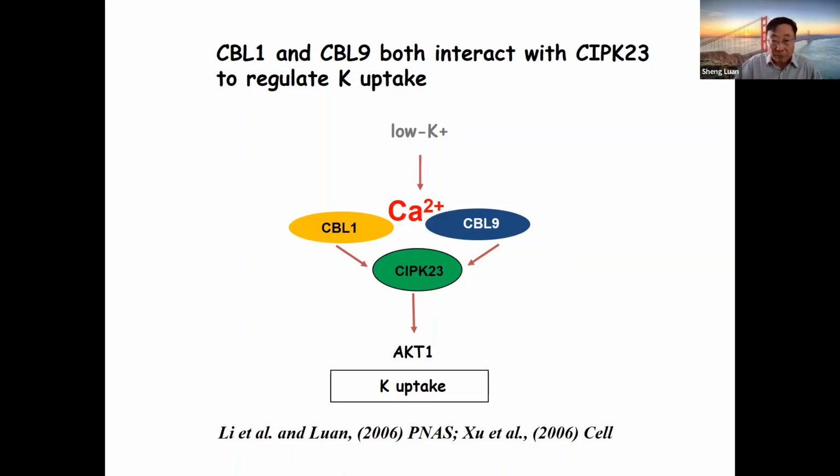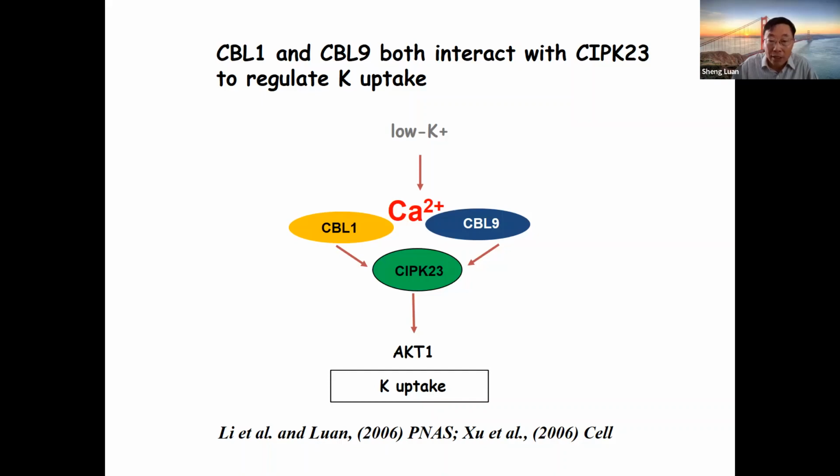Our study shows that calcium signal in response to low potassium status in the medium or in the soil triggers activation of CBL1 and 9, which associate with the plasma membrane and recruit CIPK23. That in turn interacts physically with AKT1 and phosphorylates this potassium channel, which is responsible for potassium uptake.